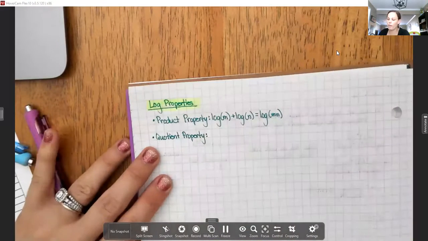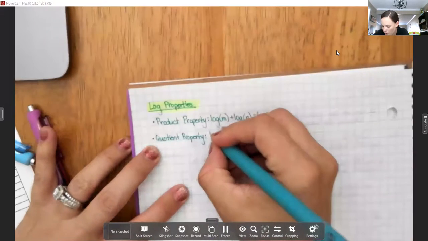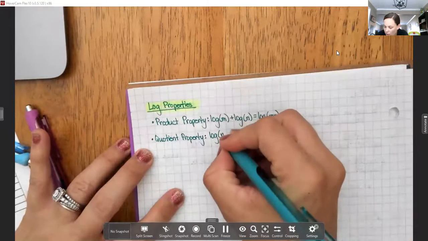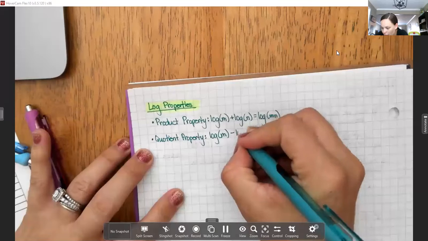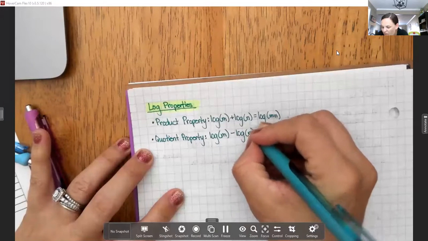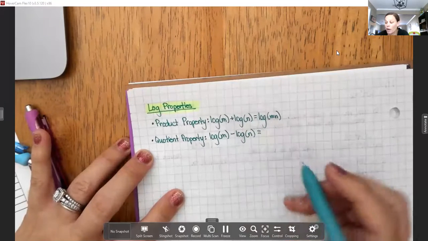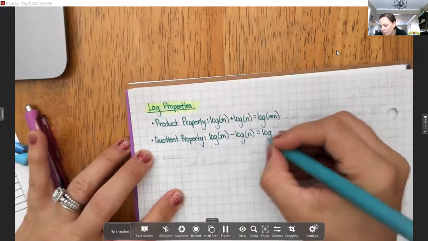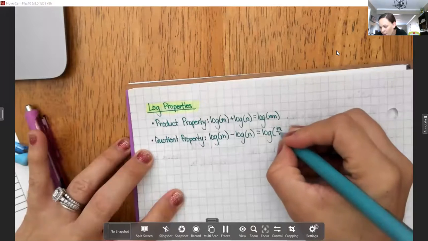The quotient property. So product we know is multiplication, quotient we should know is division. We do division when we're subtracting 2 logs, and they have to have the same base for these to work. But it works for any base, not just base 10. Log of m divided by n.